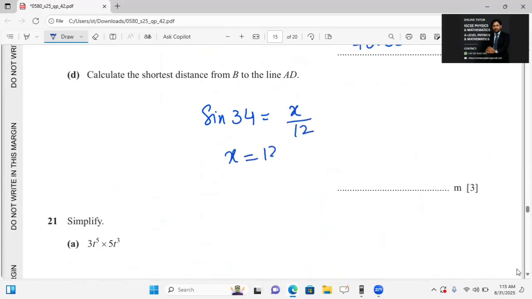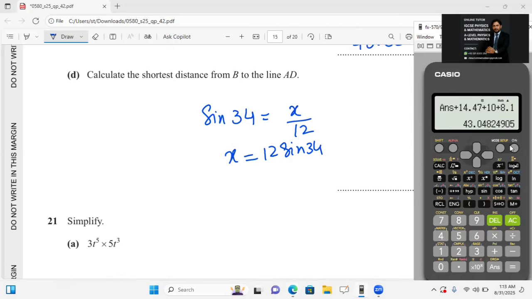x is equal to 12 sine 34. 12 multiplied by sine 34 equals 6.71.